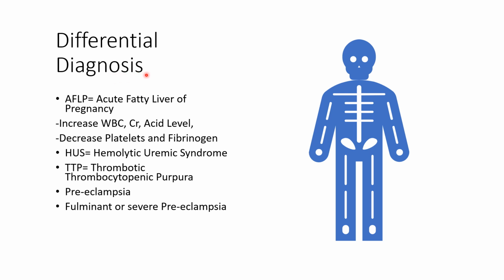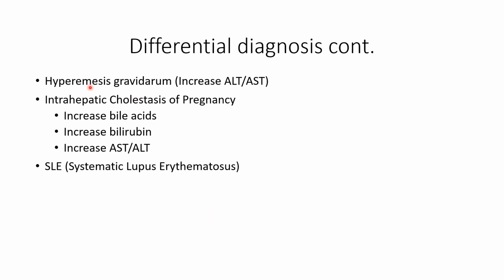The possible differential diagnosis of HELLP syndrome will include acute fatty liver of pregnancy. In that case, there will be increased white blood cells, creatinine, and uric acid level, with decreased platelets and decreased fibrinogen. Another differential will be hemolytic uremic syndrome, thrombotic thrombocytopenic purpura, preeclampsia, fulminant or severe preeclampsia. Other differentials will include hyperemesis gravidarum. In that case, there will be increased ALT and AST. Also, there will be intrahepatic cholestasis of pregnancy with increased bile acids, increased bilirubin, and increased AST or ALT. Then another differential will be systemic lupus erythematosus.